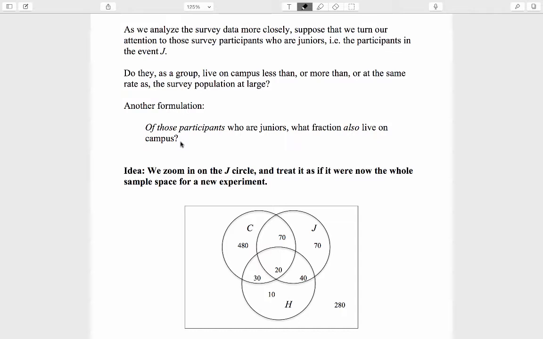Here's another formulation. Of those participants who are juniors, what fraction also live on campus? An important way of thinking about this is that we're going to zoom in on the J circle and treat it as if it were now the sample space for a new experiment. There is such a thing as talking about a randomly selected junior, as opposed to a randomly selected survey participant.